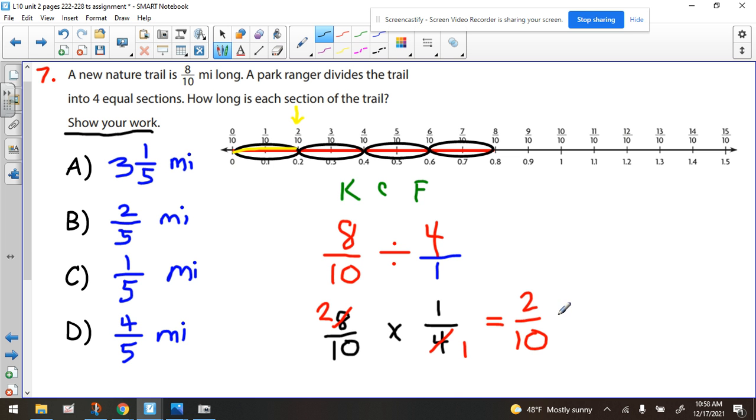All right, so the only thing left to do is to simplify this. And how do you simplify it? You divide the numerator and the denominator by the GCF of the two values, which in this case is 2. So the only thing left you have to do is 2 divided by 2, come up with a number, 10 divided by 2, come up with a number, and then you'll pick your answer over here.